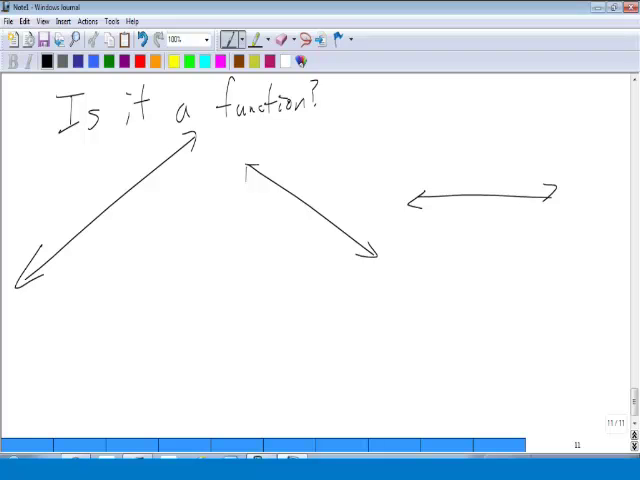Is it a function if it has no slope at all? No. It fails the vertical line test miserably, right? If it's a vertical line. So this is a yes, this is a yes, this is a yes, and this is a no. So as long as it's not a vertical line, it will determine a function. So we can write it in the form y equals mx plus b, so long as it has a slope.